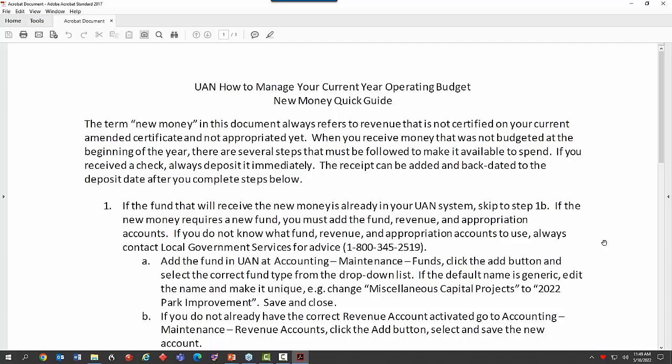So when you receive money that's not budgeted at the beginning of the year, there are several steps that have to be followed to make it available to spend. We get lots of calls: I deposited and posted a receipt for this grant. Why isn't it in my appropriations? Well, because you haven't done anything with your budget. All you did was post a receipt that increased the cash balance, but you didn't touch the budget components.